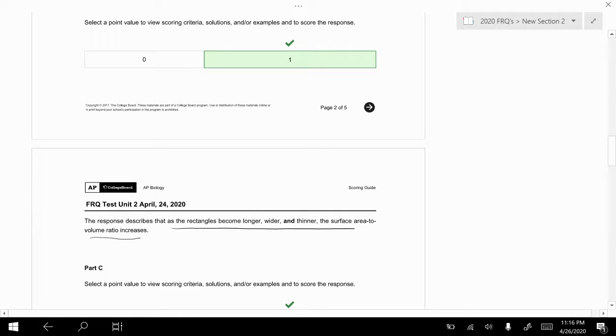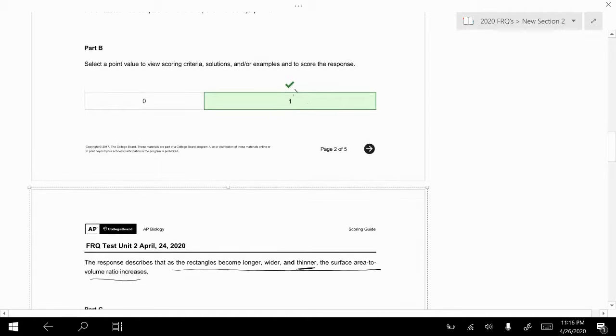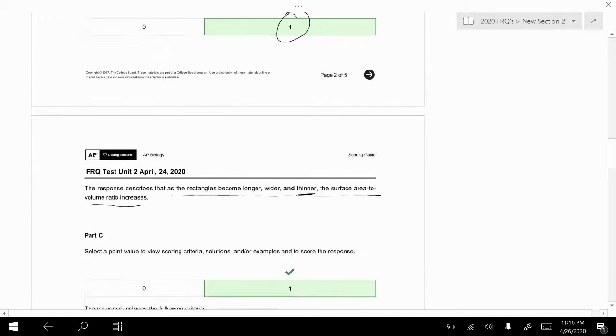All right, so this was said differently. Remember, I went length, did this. The width, as the length increases, the width increases, and then thinner, that would have been the height. The surface area to volume ratio increases. All right, so that's what we said. So that is going to be another point. So that's 2 points.